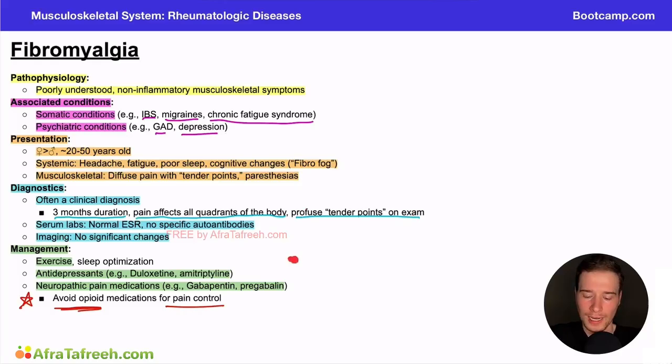So again, these medications have been shown to be helpful for these patients, but regular physical activity has also been shown to be extremely helpful and is going to be the option that has the least amount of side effects for the patient.